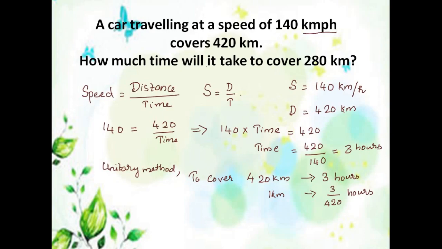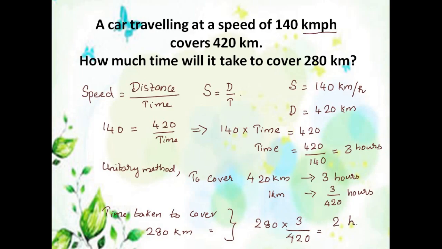We need to find how much time it will take to cover 280 km. So, the time taken to cover 280 km is equal to 280 into 3 by 420. You can find the answer using the cutting process or multiplication or by division. Your answer will be 2 hours. We can use the unitary method for comparison. Let's try one such question.